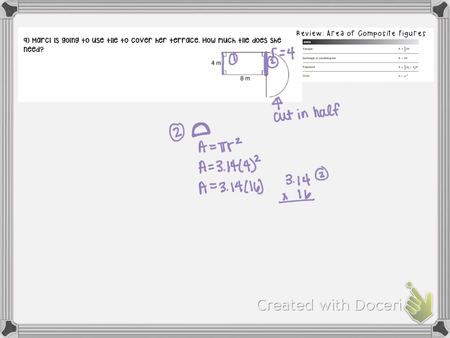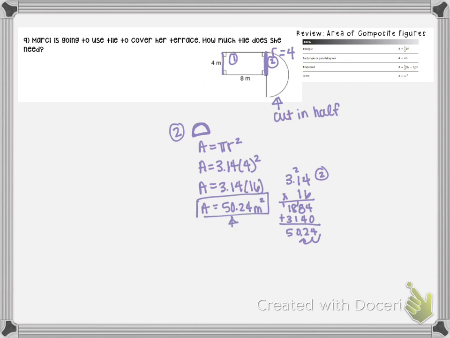Okay, so 6 times 4 is 24. 6 times 1 is 6, plus 2 is 8. 6 times 3 is 18. Then we have a 0. 1 times 4 is 4. 1 times 1 is 1. And 1 times 3 is 3. This is 4. 8 plus 4 is 12. 8 plus 2 is 10. 3 plus 2 is 5. Move it over 2 times. That means the area here is 50.24 meters squared.